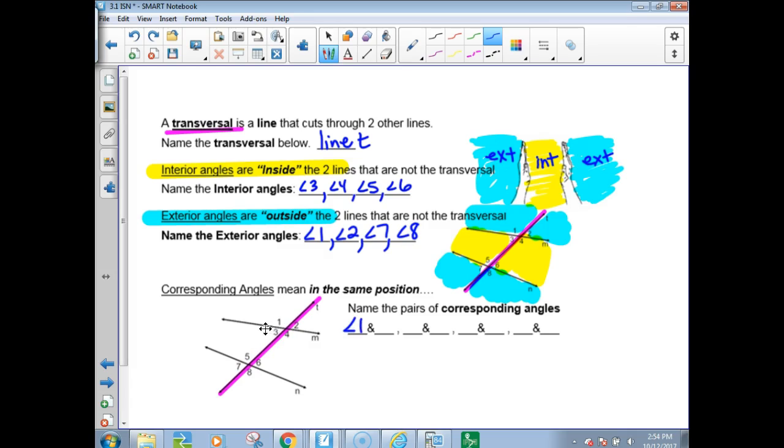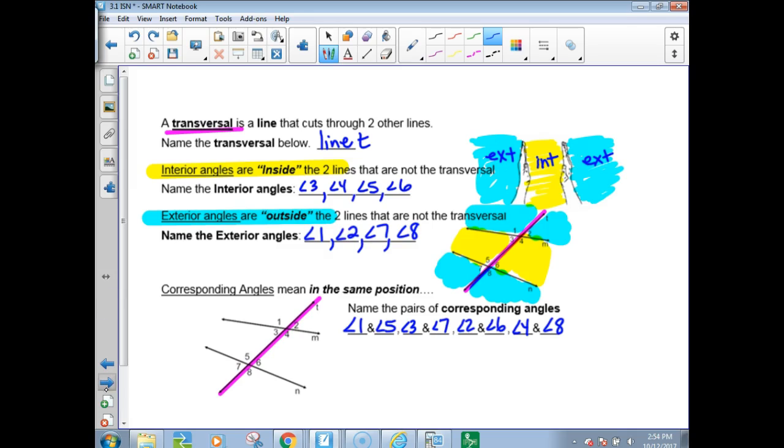Along the transversal, 1 and 5 would be in the same position. Yep, 3 and 7, sure. And then jumping over 2 and 6. And 4 and 8. So those are all your corresponding angles.